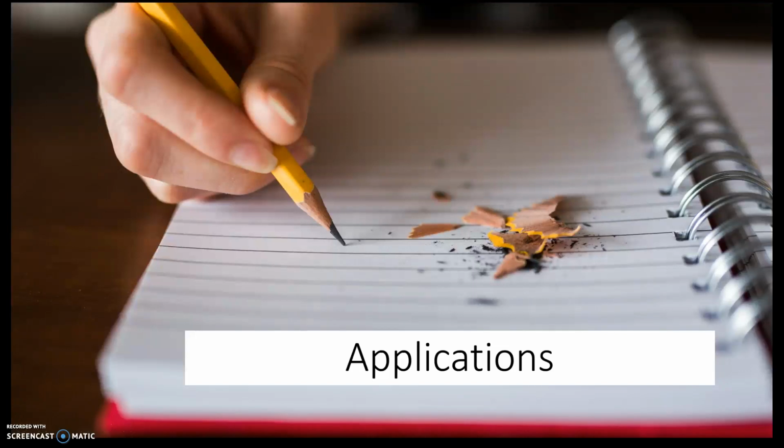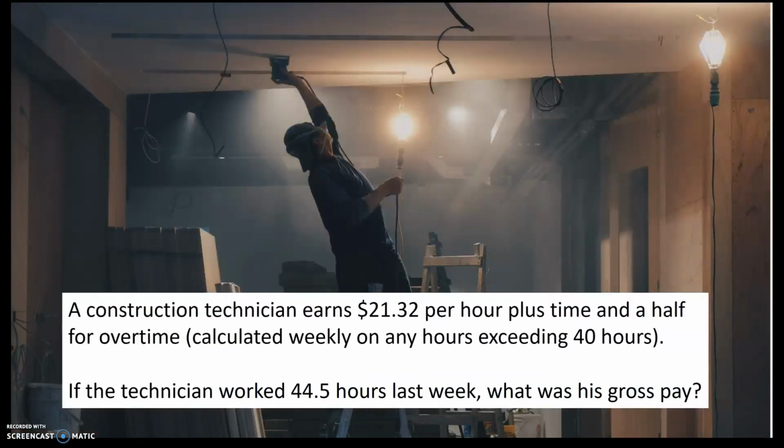This topic set will take you through the solutions to the applications introduced in our first introduction video. We began with a wage problem. A construction technician earns $21.32 per hour plus time and a half for overtime. If a technician worked 44.5 hours last week, what was his gross pay?